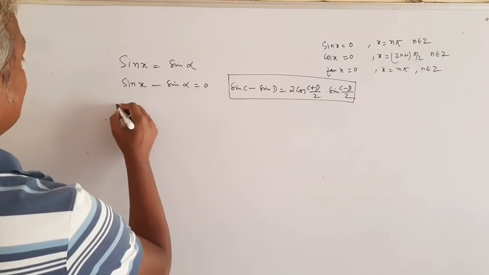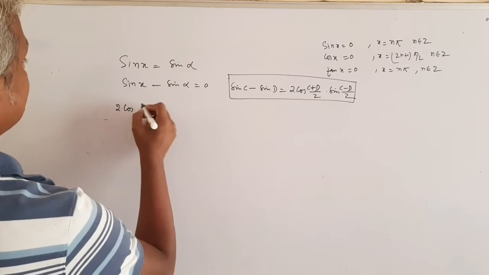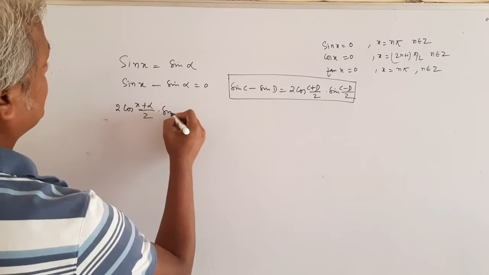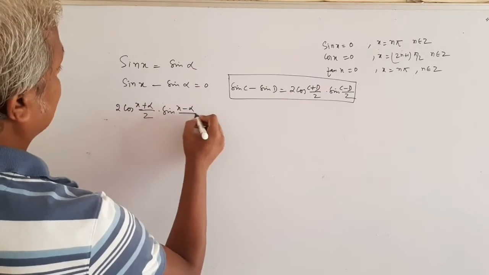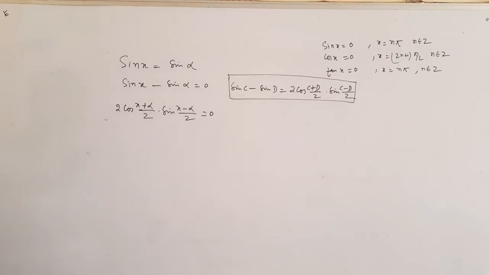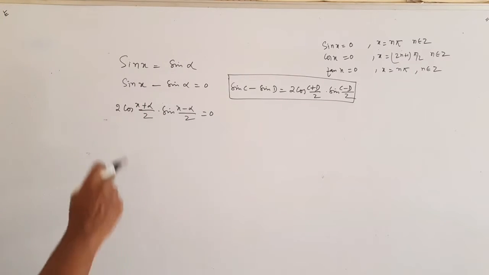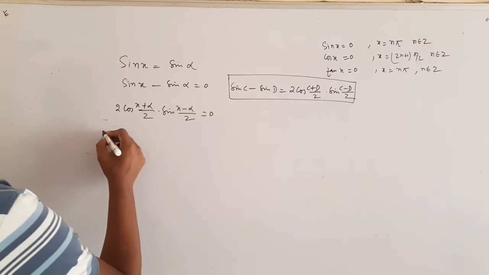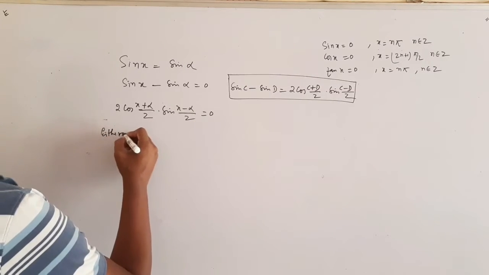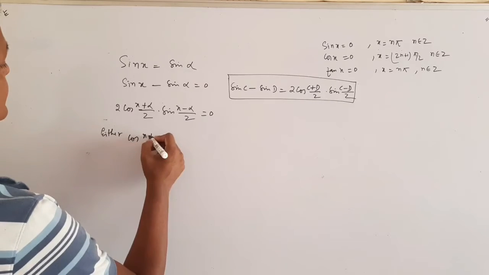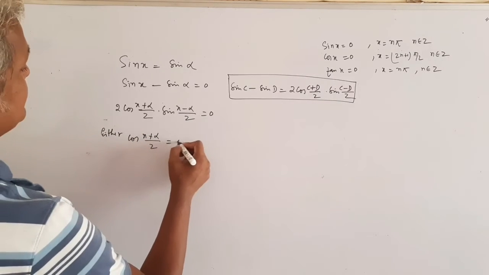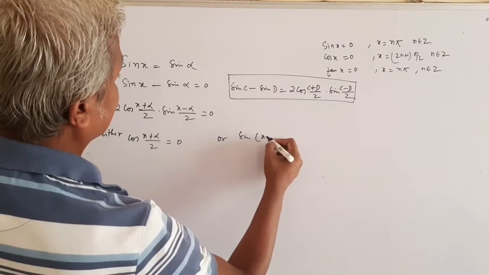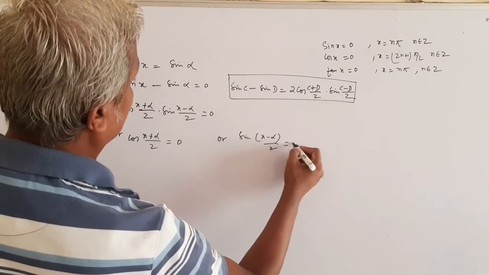So now here I'll get 2 cos (x plus alpha by 2) into sine (x minus alpha by 2) is 0. Using this identity we get this result. Now when the product of the two quantities is zero, it means either cos (x plus alpha by 2) is 0 or sine (x minus alpha by 2) is 0.